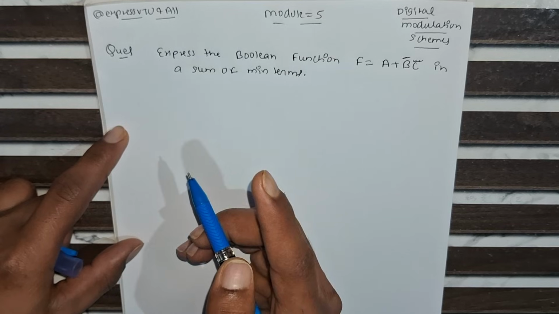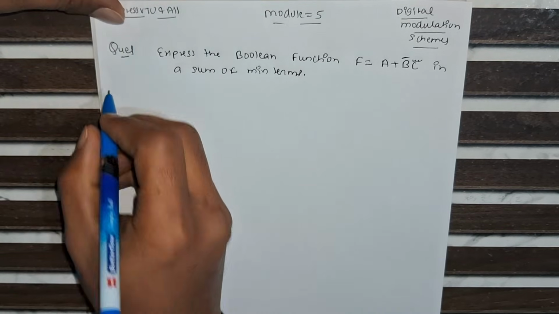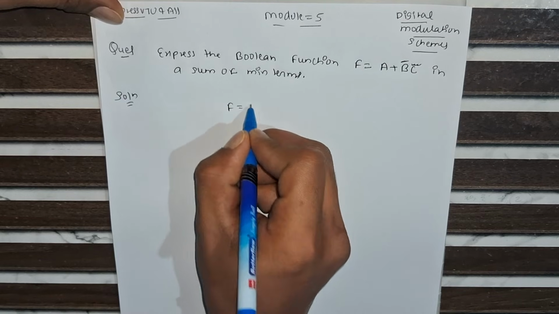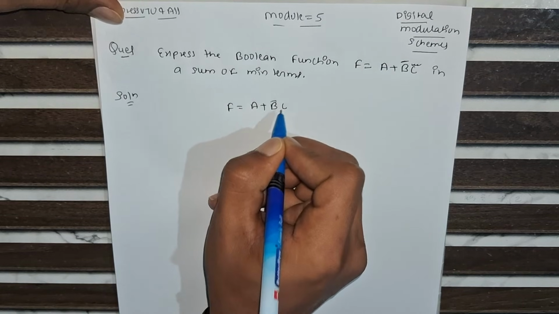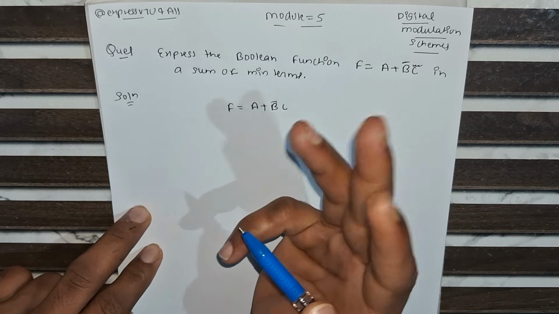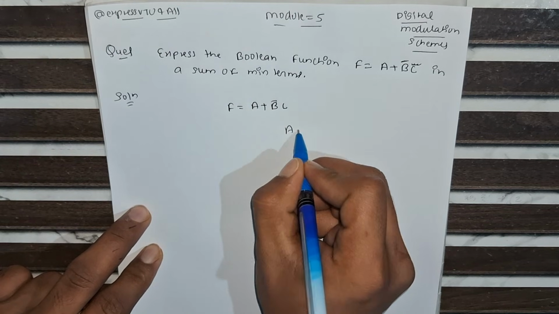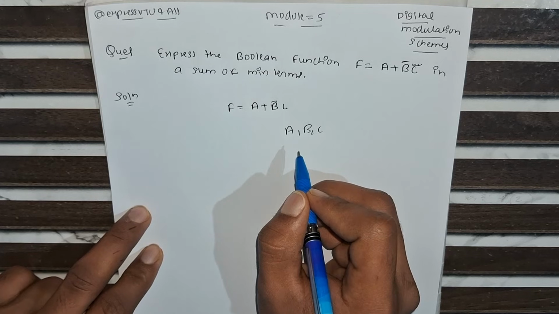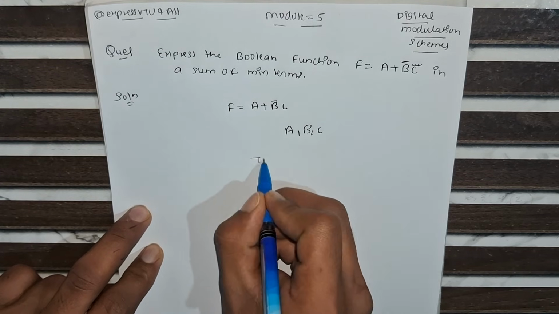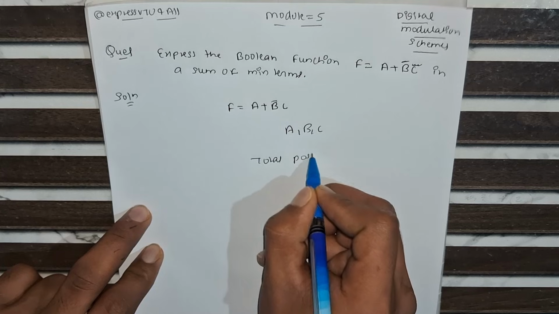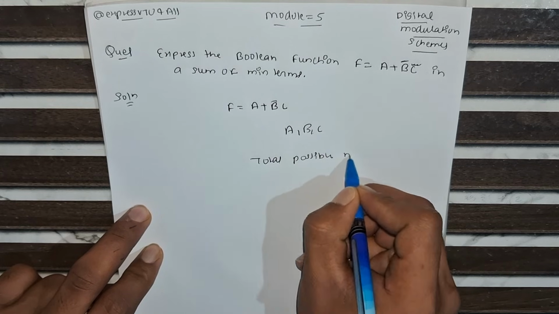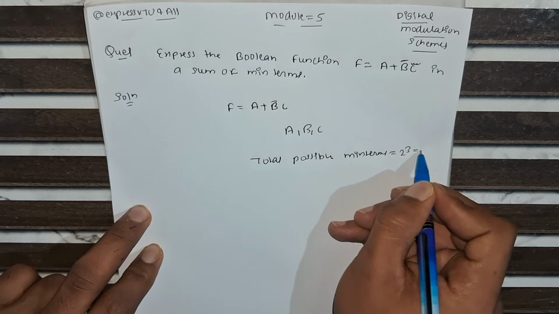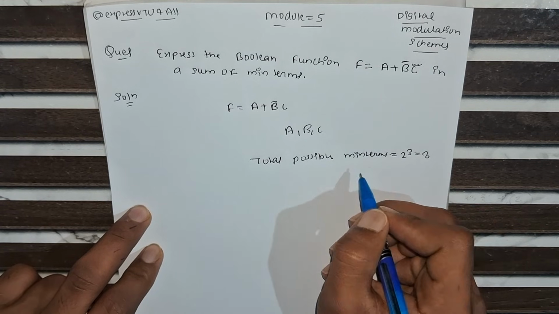To identify the variables. The given function, solution: f equals a plus b bar c. So how many variables are there? Three variables are there: a, comma b, comma c. These three variables are given in this question. So the total number of possible minterms is equal to 2 to the power 3, which is equal to 8. This is nothing but the total possible minterms.